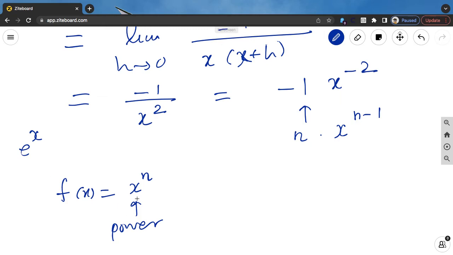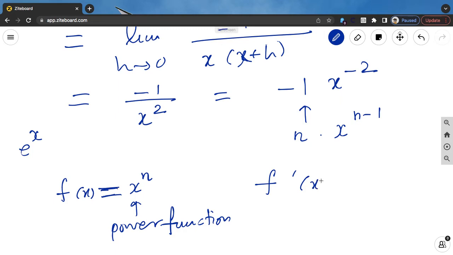Here what do we have? We have a variable in the base and we have a number on the top. That's the difference between power function and exponent. Okay, don't misunderstand. So what we have derived is the derivative of a power function, not an exponent.